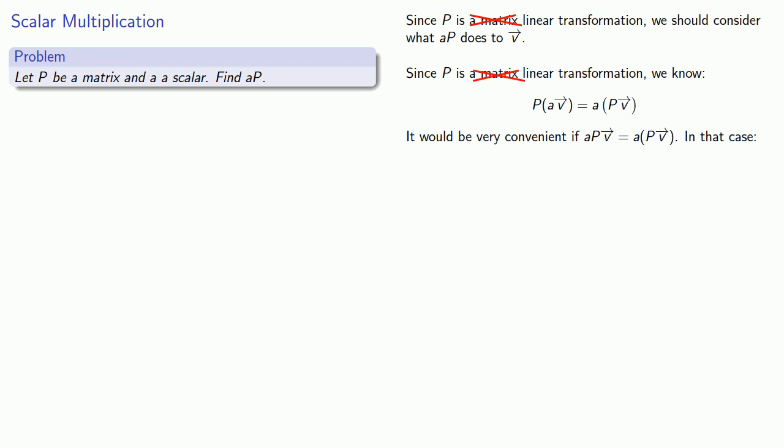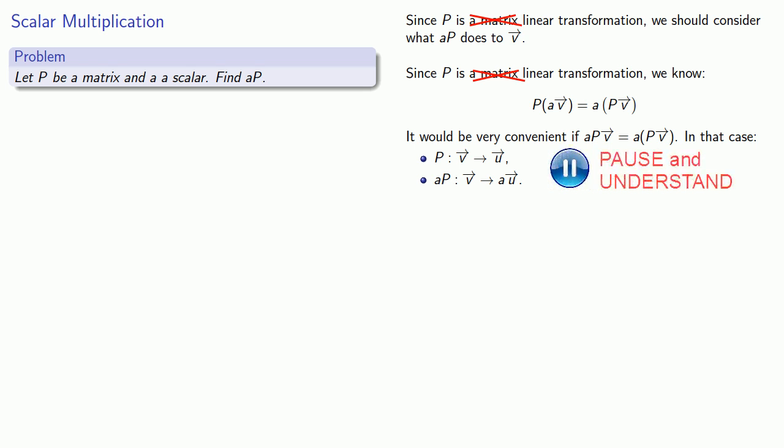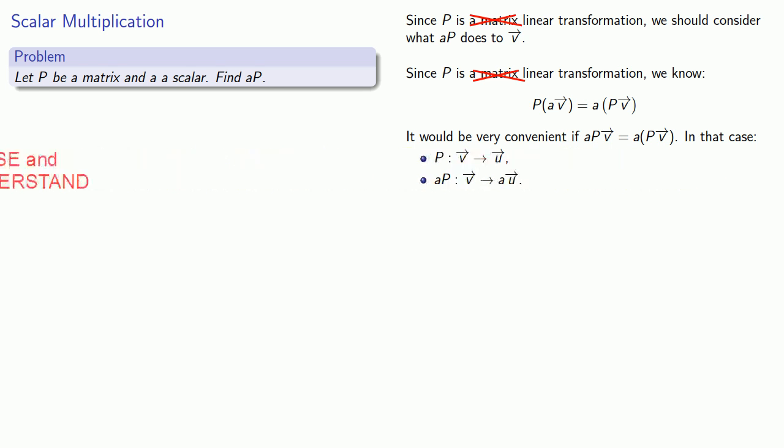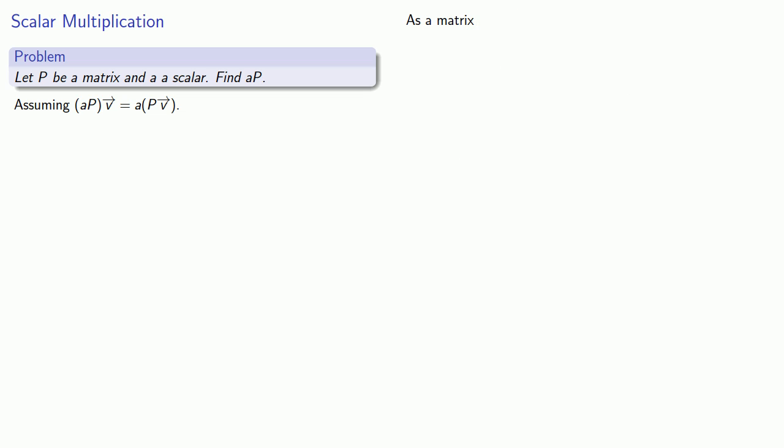And if that were the case, then suppose P applied to V gives us the vector U, then AP applied to V should give us the vector AU. And that gives us a starting point in defining the scalar multiplication of A times the matrix P. And so we'll make the assumption that AP applied to V is the same as A times P applied to V. So let's consider this.